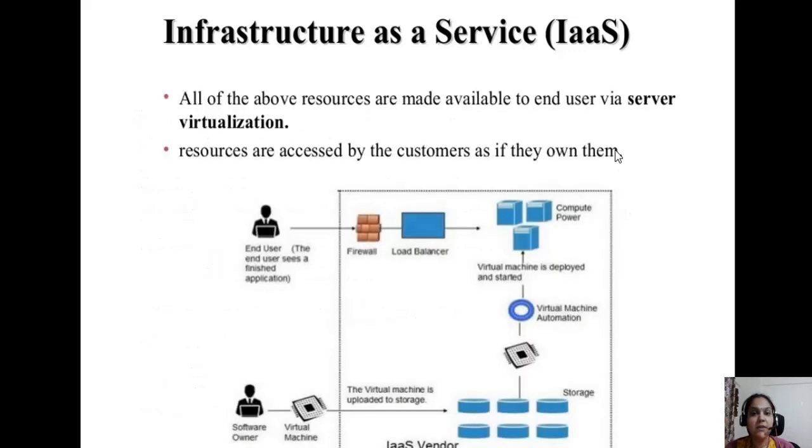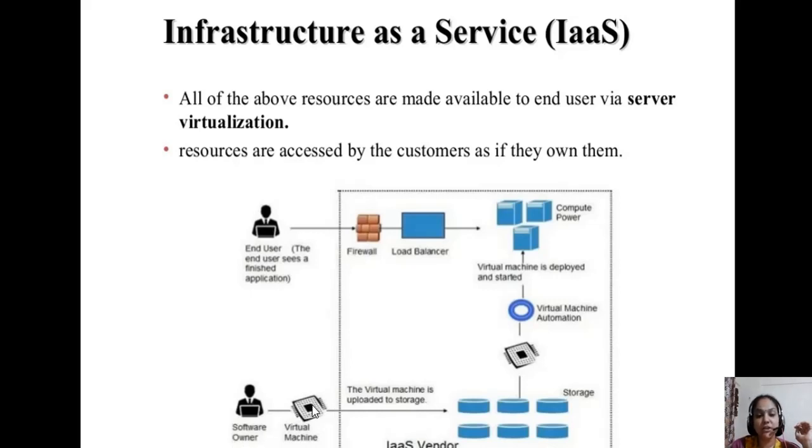Then when we go to the next part, this is the diagram where you can find out how this IaaS is working. These are all the resources that you use when you talk about IaaS. So I have here a computer, then we have the virtual machine. Let us study this. See, here I have two people. One is the end user, the second one is the software owner. The software owner is publishing the software onto the virtual machine, meaning the virtual machine is being used by the software owner.